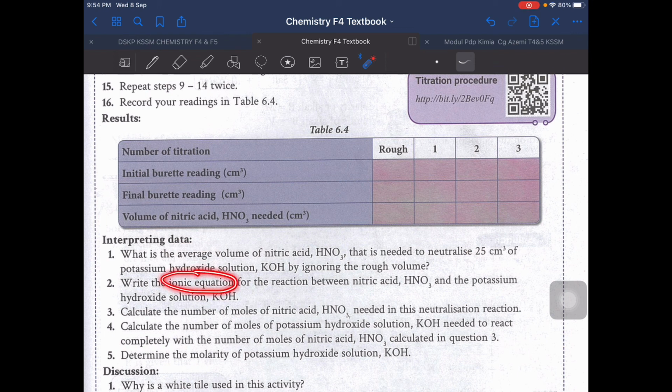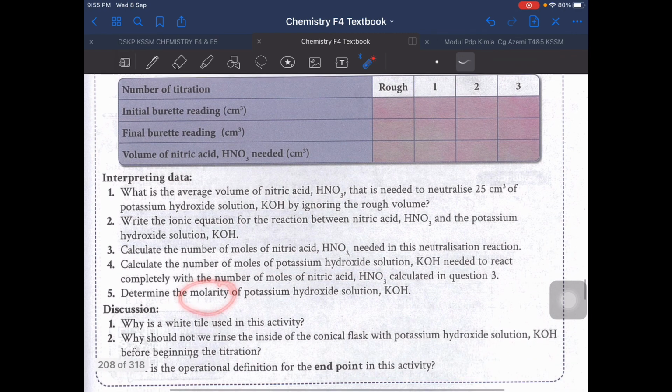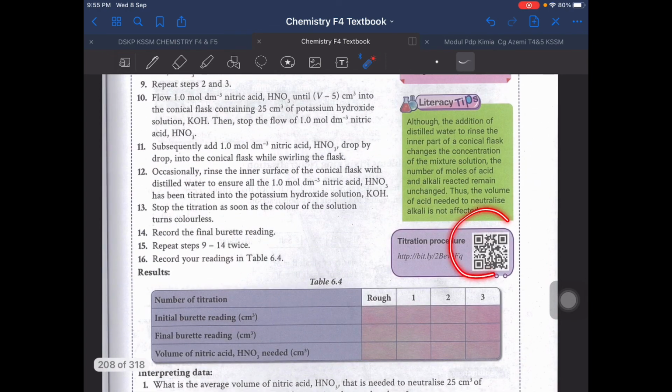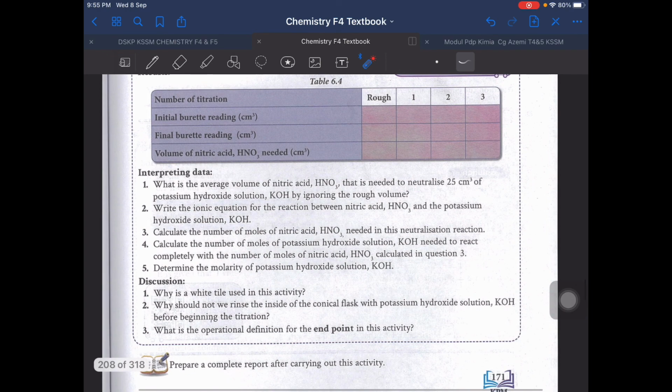Okay, write the ionic equation. Ionic equation, kamu sudah nampak kan tadi? Okay, you have seen the ionic equation just now. How I taught you in the middle of the video. Okay, calculate the number of mole needed in this neutralization reaction. Number of mole kalau solution, you remember you use n = MV. Calculate the number of mole of potassium hydroxide. Sama juga. Determine the molarity. Molarity maksudnya you have to determine apa kepekatan dia. Okay, so you try to watch the video first and then you try to answer all of these questions.